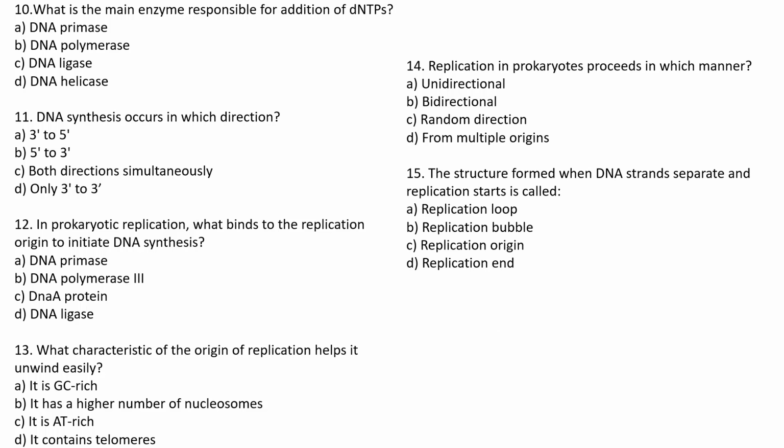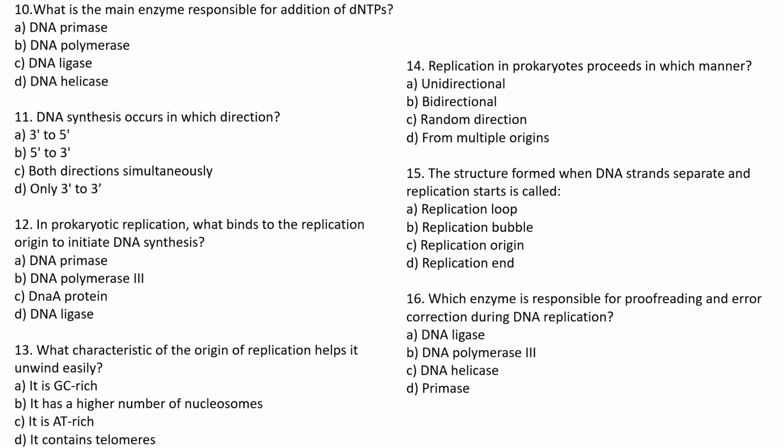Right. So the structure formed when DNA strands separate and the replication process starts, what is this called? This is just a simple one. Option B. Yeah, great. So replication bubble. This is where you have some ssDNA that is created, and you have polymerase binding for both the leading strand and the lagging strand.